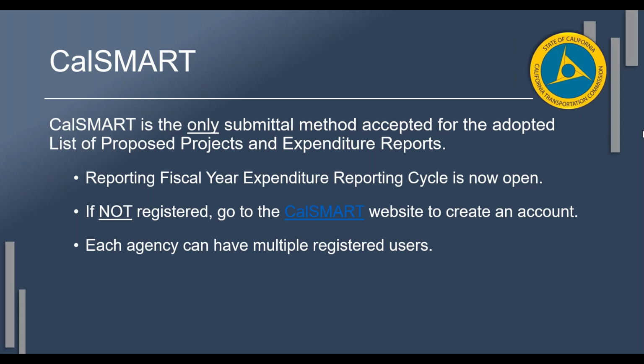Something that's really unique about CalSmart, which we really like, is that each agency can have multiple registered users. But there's a caveat there. You have multiple registered users, but everybody has to have their own individual email being registered individually, okay?